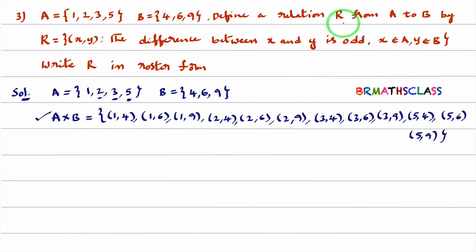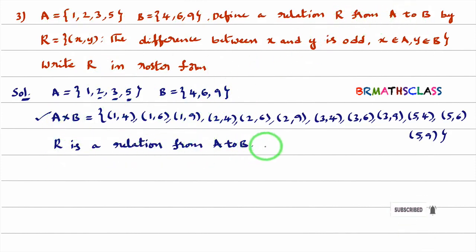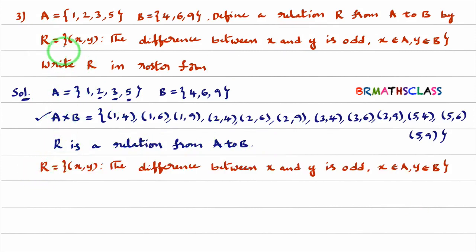They are saying that R is a relation from A to B, and they defined the relation like this. This is the relation they gave in the question: the ordered pair x comma y such that the difference between x and y is odd, and x is in set A and y is in set B. Except for this A cross B, whatever I have written here, all the information is there in the question.